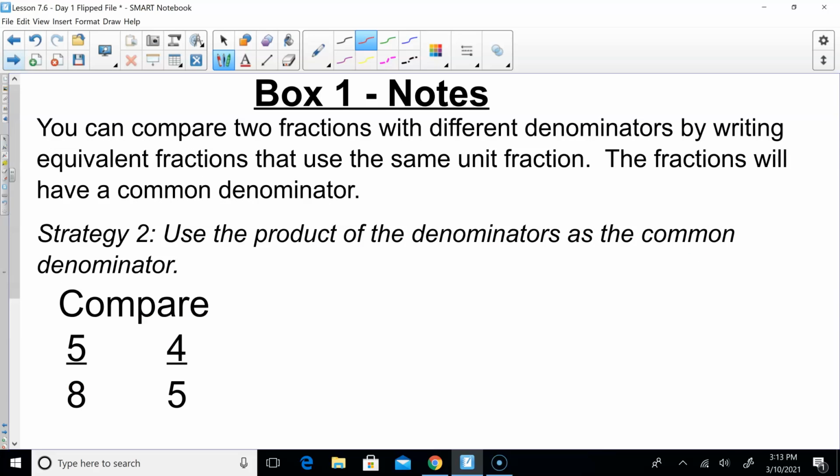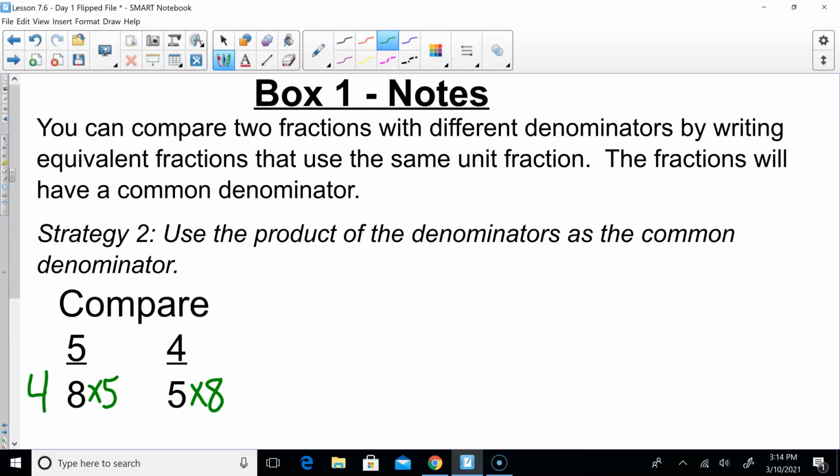Strategy number 2 says you can use the product of the denominators as a common denominator. What does that mean? It means that if I look at this one, we have 5/8 and 4/5. Well, I know 5 cannot be multiplied by anything to equal 8, and 8 can't be multiplied by anything to equal 5, so I have to come up with a common denominator. An easy way of doing it is saying, hey, I know that if I take 8 times 5 and 5 times 8, since multiplication lets us switch our numbers around and they're equal, both of those are going to equal 40.